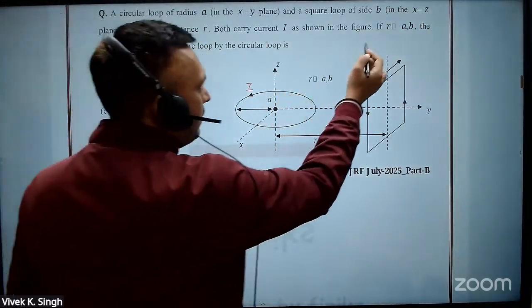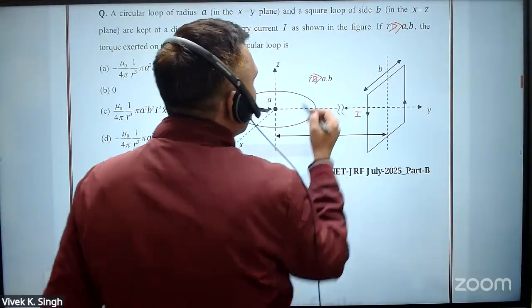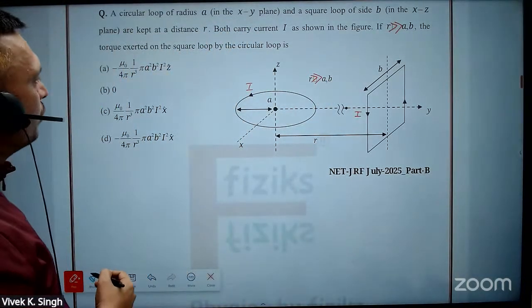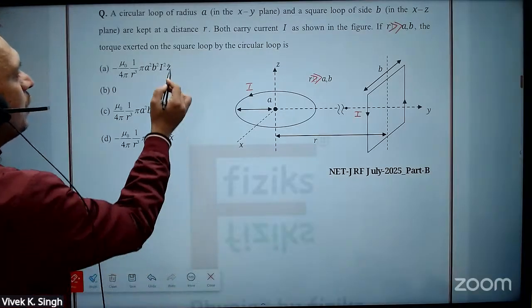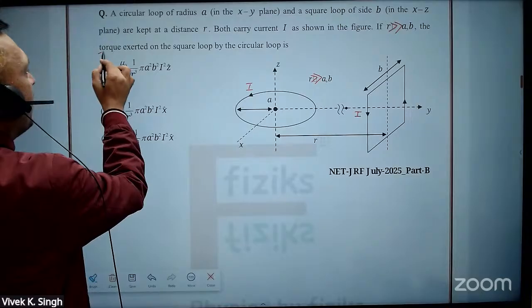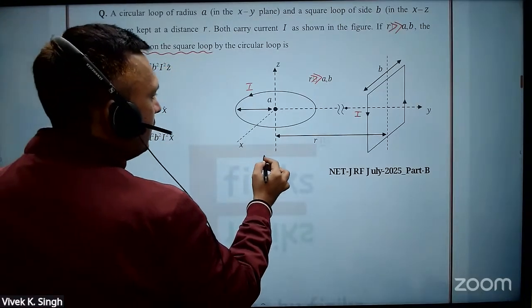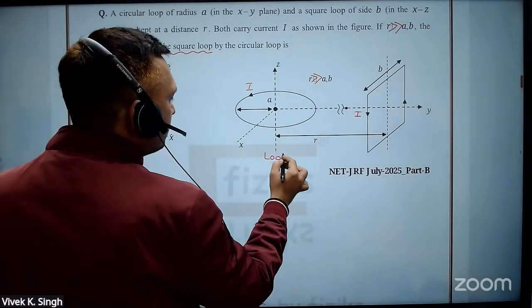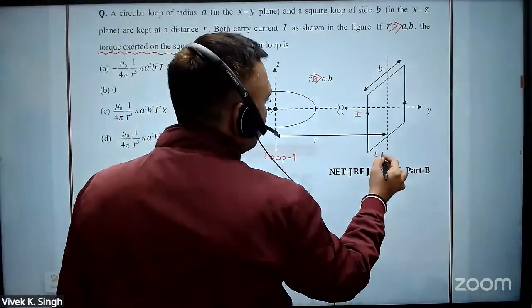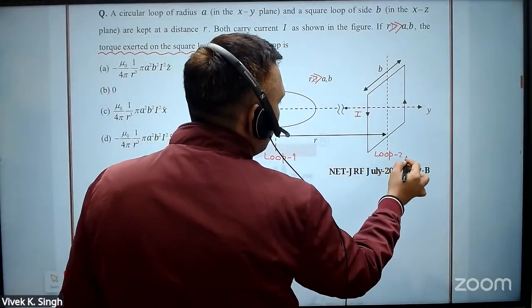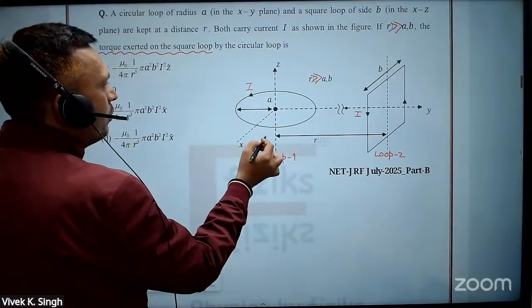As shown in the figure, this R is far, far greater than A and B both. Find the torque exerted on the square loop. You have to find what will be the torque exerted on the square loop. So let's assume this is loop 1 and this is loop 2. So it's a small current loop. So what will be M1 for this loop?